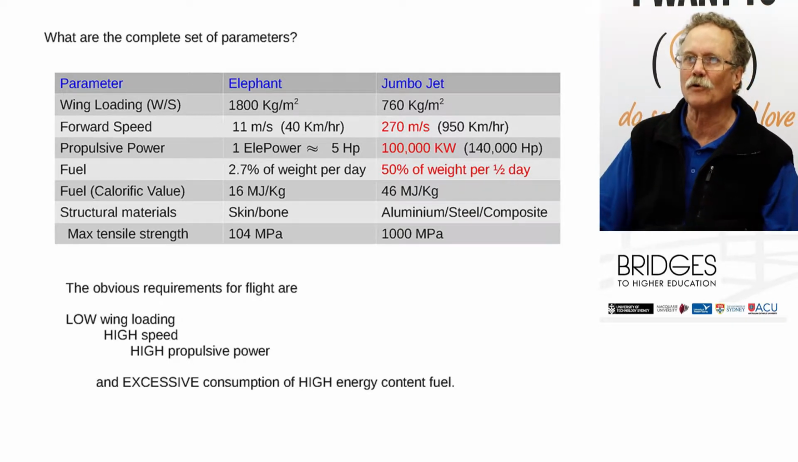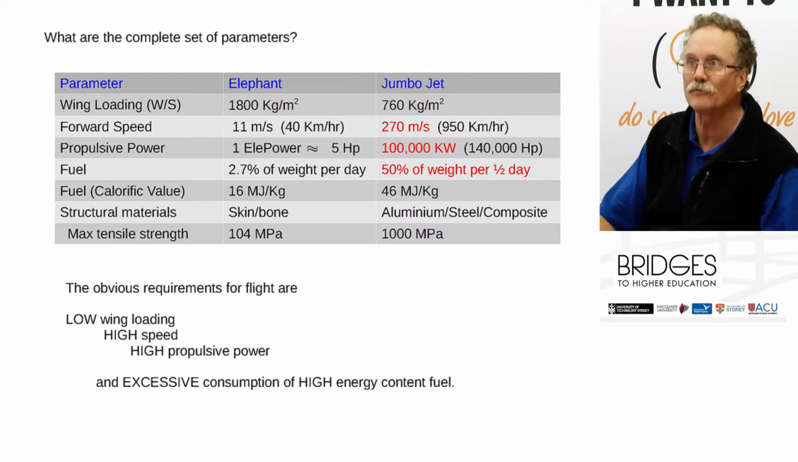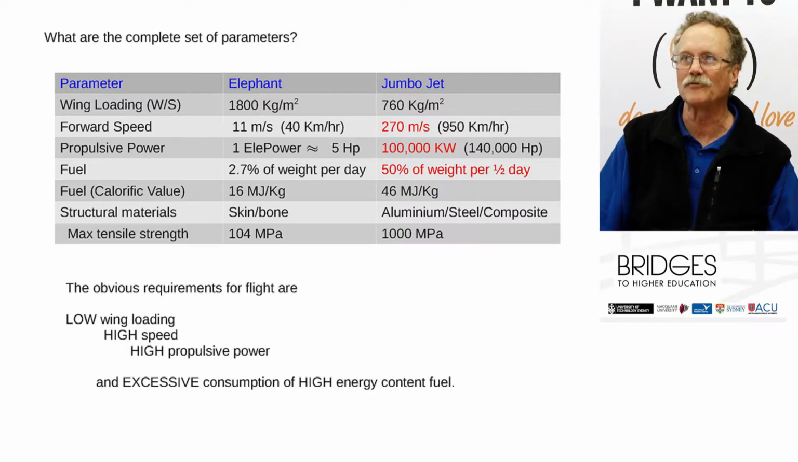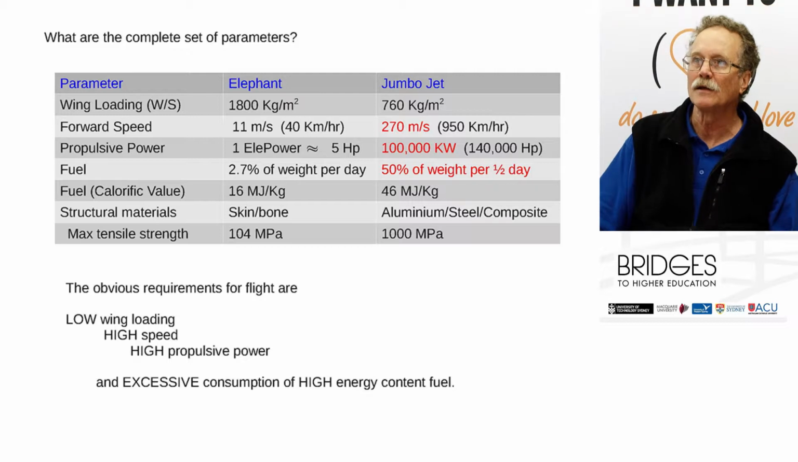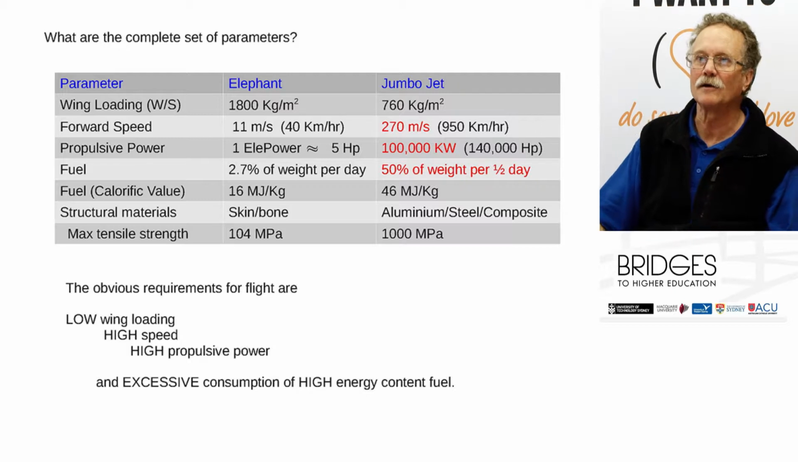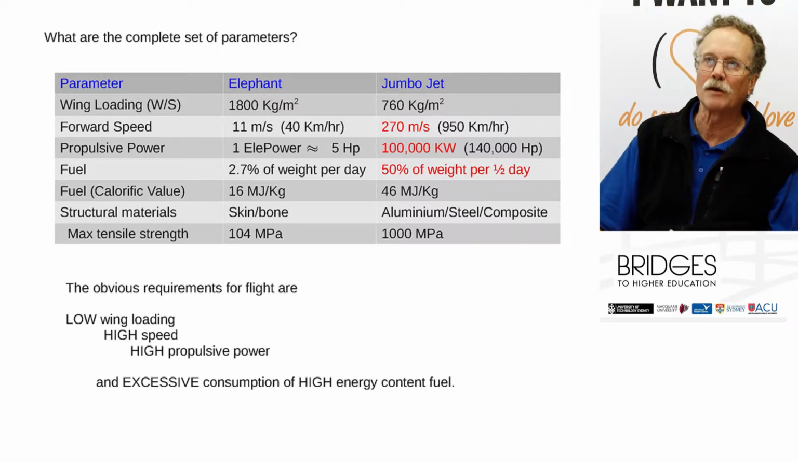The value of the fuel, calorific value, the energy content of the fuel. Grass is about 16 megajoules per kilogram. Jet aviation, kerosene effectively, is about 46. So there's another difference. The structure. Elephants are made of skin and bone. Aircraft, aluminium, steel, composite materials. The strength is a little bit different. So aircraft strength, maximum tensile strength before it breaks, is around about 10 times that of skin and bone. So those are the complete set of parameters.